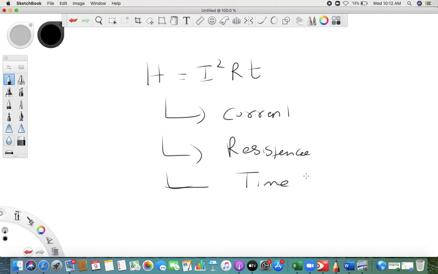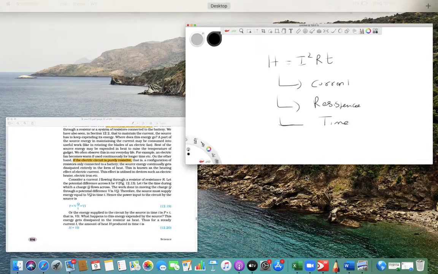Even your electric heater has the same thing. And the third is the time. So the more the time, the more the heat. The more the resistance, the more the heat. And the more the current, the more the heat. So basically it depends upon three things. Are you getting what I'm trying to say? So heat energy depends upon three things: current, resistance, and time.